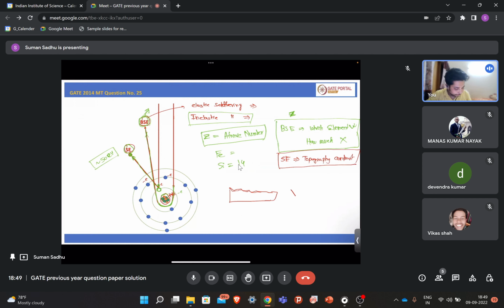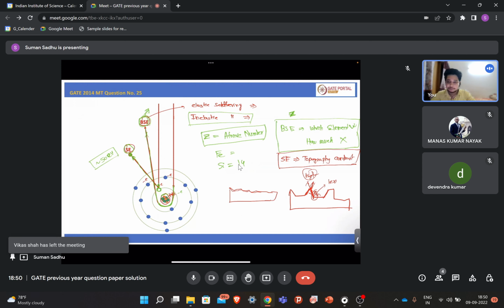Let's say your surface is like this. Somewhere the depth is more, somewhere less. From this area, a greater number of secondary electrons can come out. But if it is in this pore area, it will scatter in many directions and some of the secondary electrons will get absorbed. So a smaller number of electrons will come out from here, and here higher. So this area will appear bright, and this pore area will appear dark. So it will give you a topography contrast.